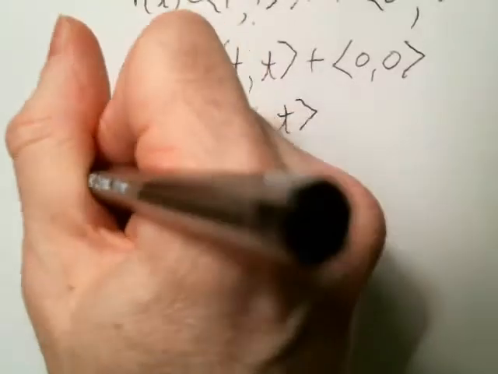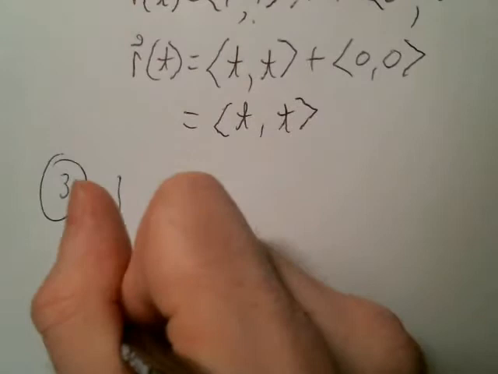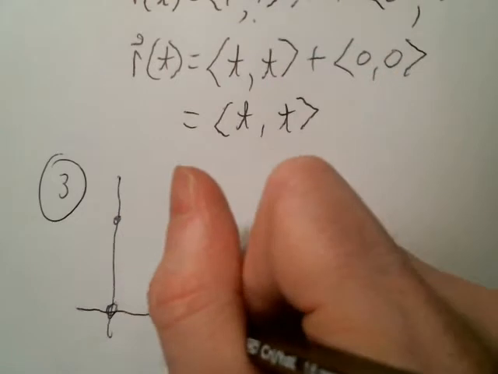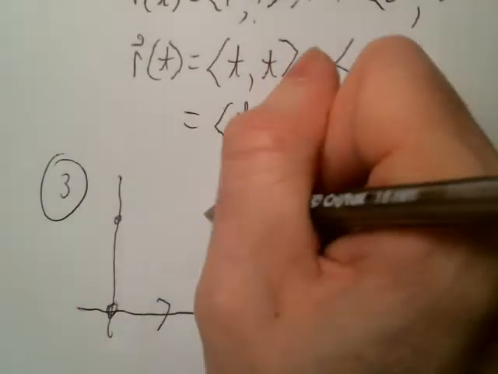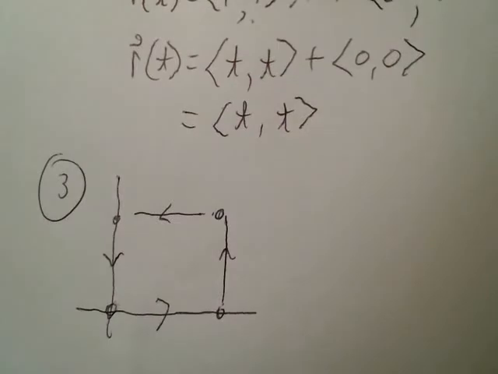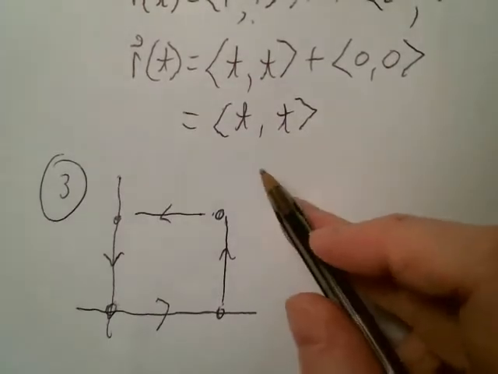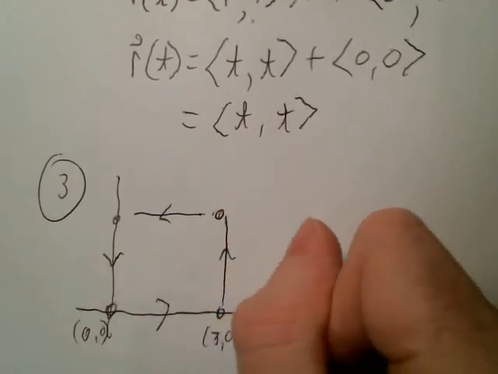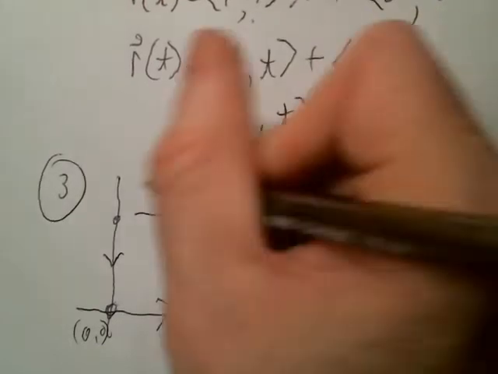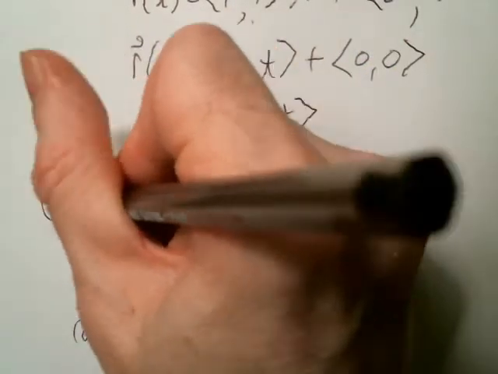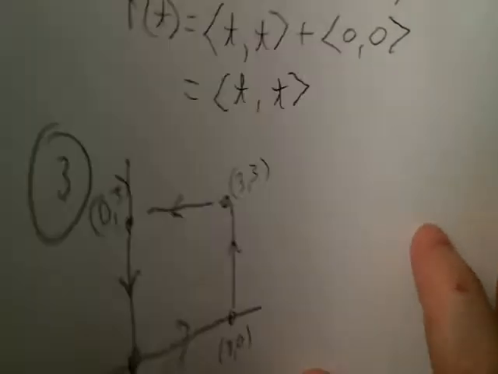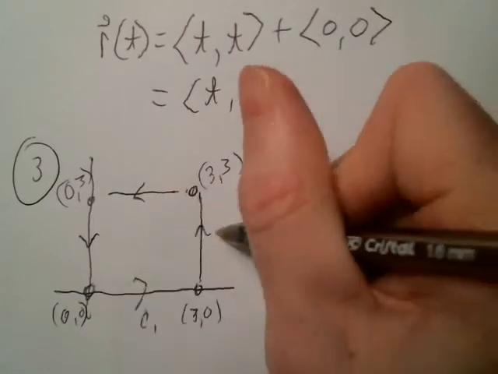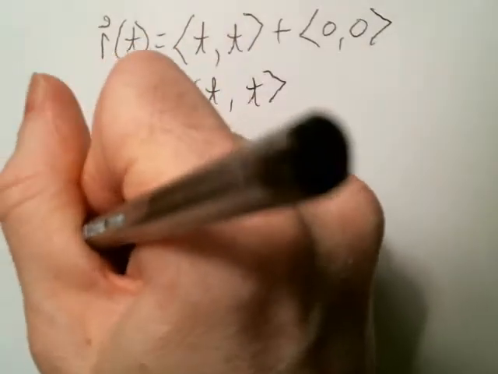Let's try another one. So here's problem 3. If you took Calc 2 with me, you probably saw this one on our last test. We just did parametric equations. Now we're going to write our curves as vector valued equations. We're going from 0, 0 to 3, 0 to 3, 3 to 0, 3, and then back to 0, 0. Okay, so I basically need 4 equations here. So this will be curve 1, curve 2, curve 3, curve 4.